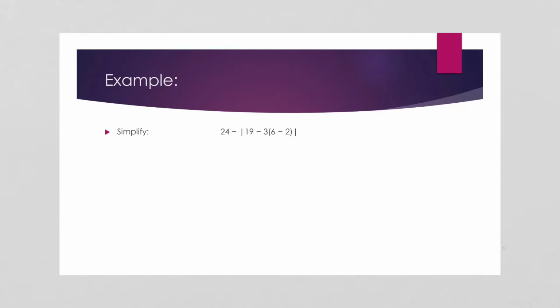Okay, so let's take a look at this. So I've got absolute value bars, plus I have parentheses. You always want to do the innermost grouping symbols first, so the first thing I want to do is that. So I'm just rewriting everything else. And instead of 6 minus 2, I'm going to put 4 there.